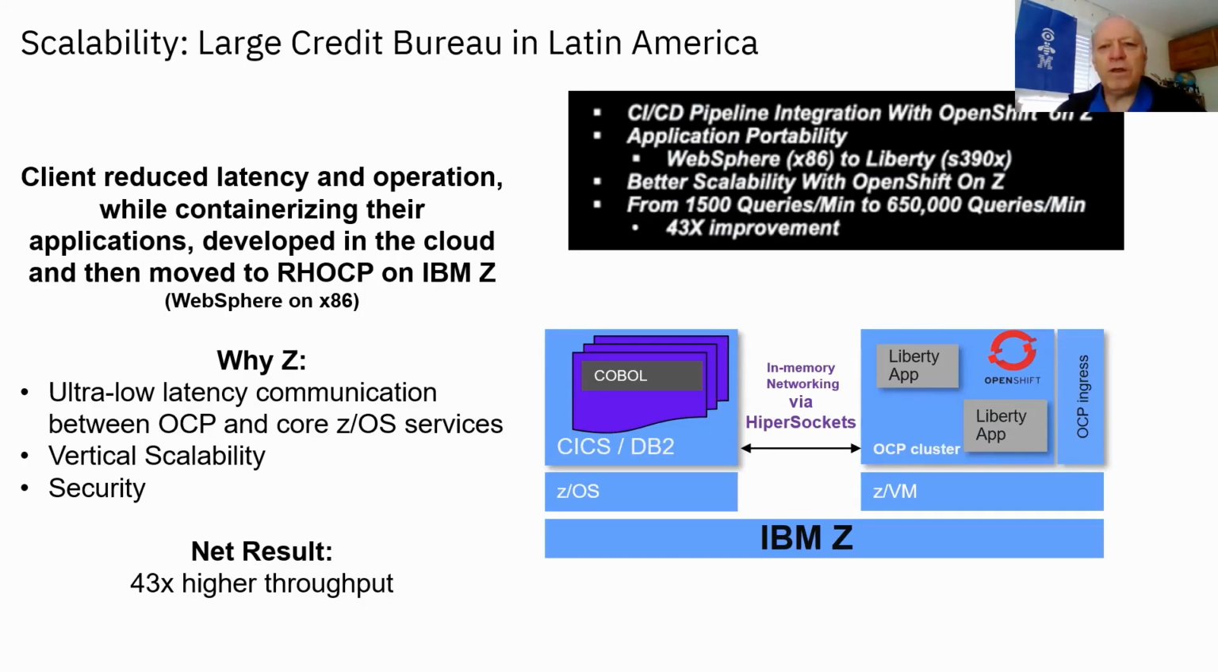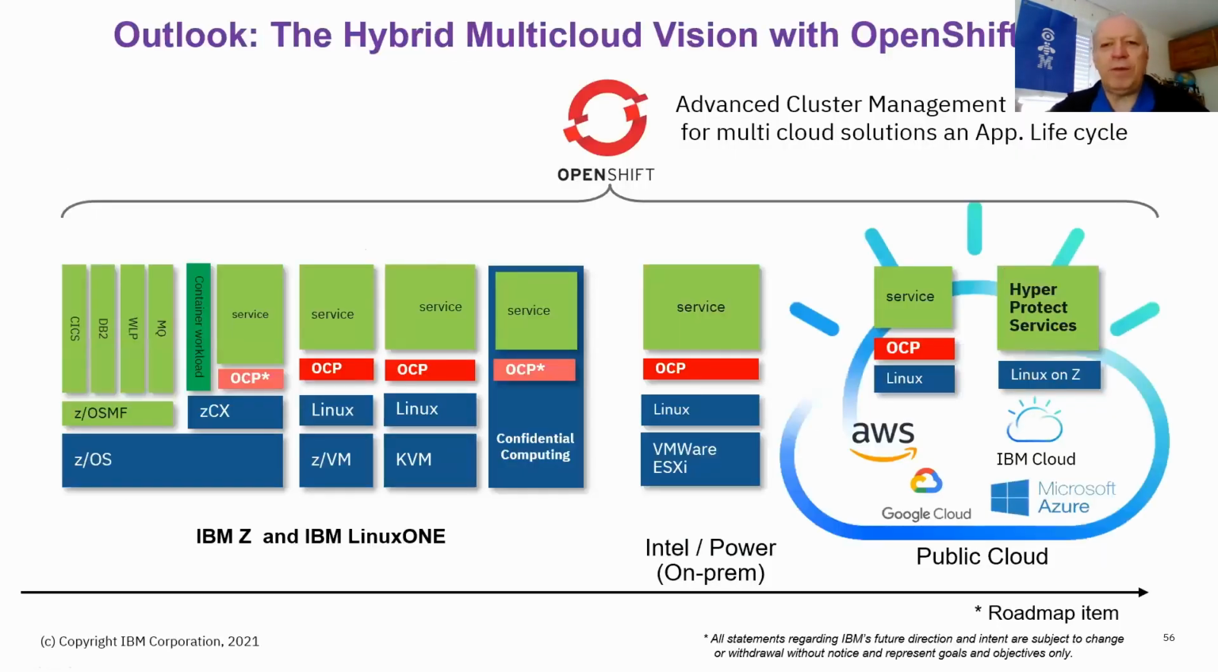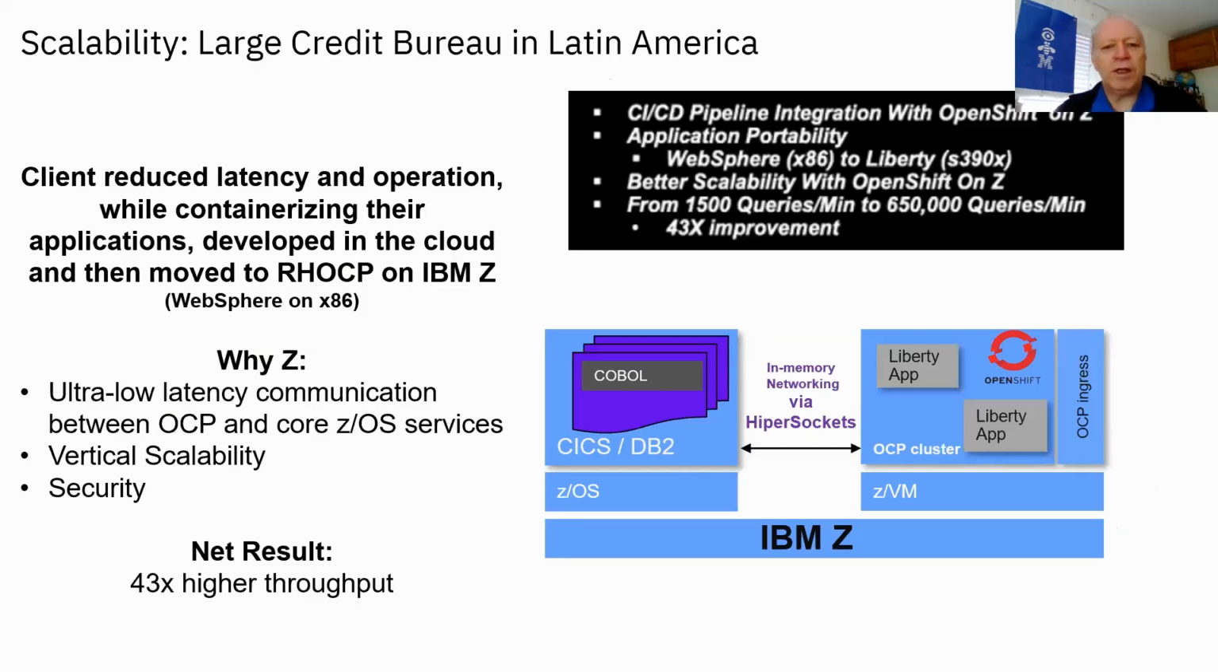And therefore, by moving from a public cloud to an on-premise environment, an on-premise cloud in OpenShift with a Liberty application, these customers went from 1,500 queries per minute to 650,000 queries per minute. So on average, it was a 43 times improvement, which they said, okay, that's the way to go. So let's heavily invest now to build that environment and make it happen. It is the way that customers are going, and it depends on the use case how big the differentiation is between what you had and what you will have with OpenShift on Z.